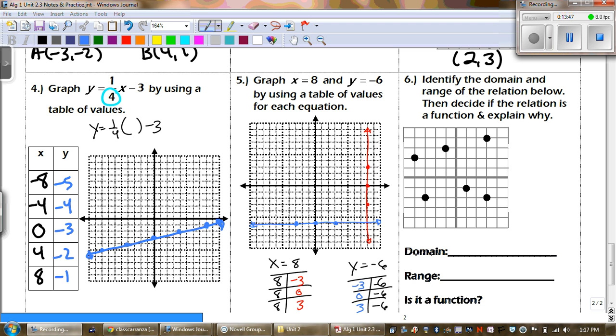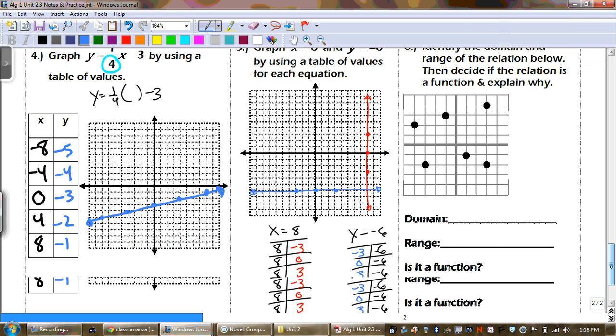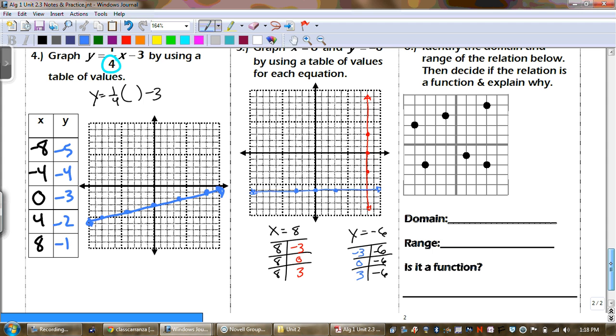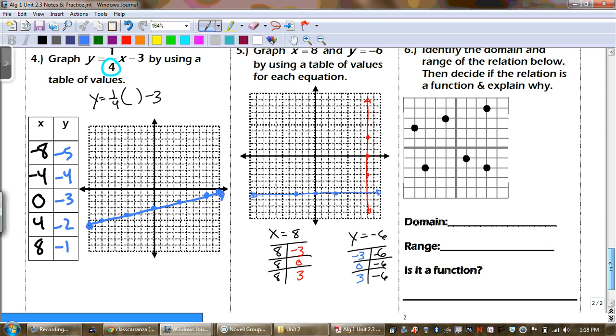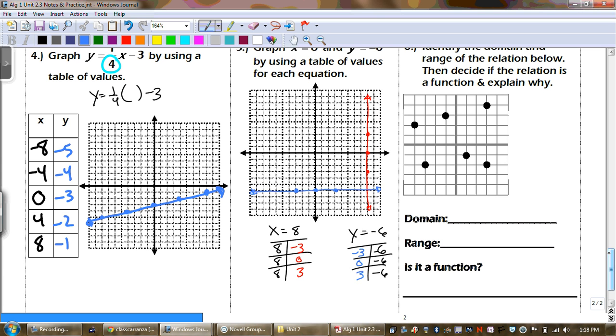Okay, and there you go. You might have different points than I do, but we will have the same exact line. Okay. And then 6, the last one: identify the domain and range. Then decide if the relation is a function and explain why.